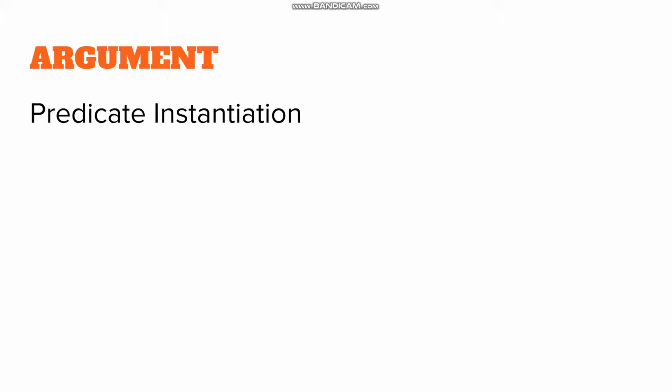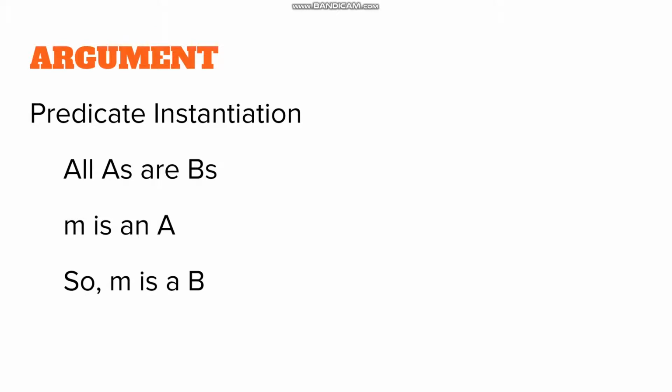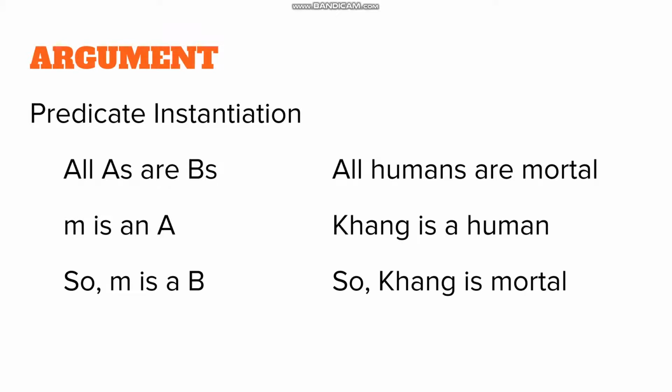Predicate instantiation has the following form. Premise 1, all A's are B's. Premise 2, M is an A. Conclusion, so M is a B. So let me give you an example. Premise 1, all humans are mortal. Premise 2, Kang is a human. Conclusion, so Kang is mortal.